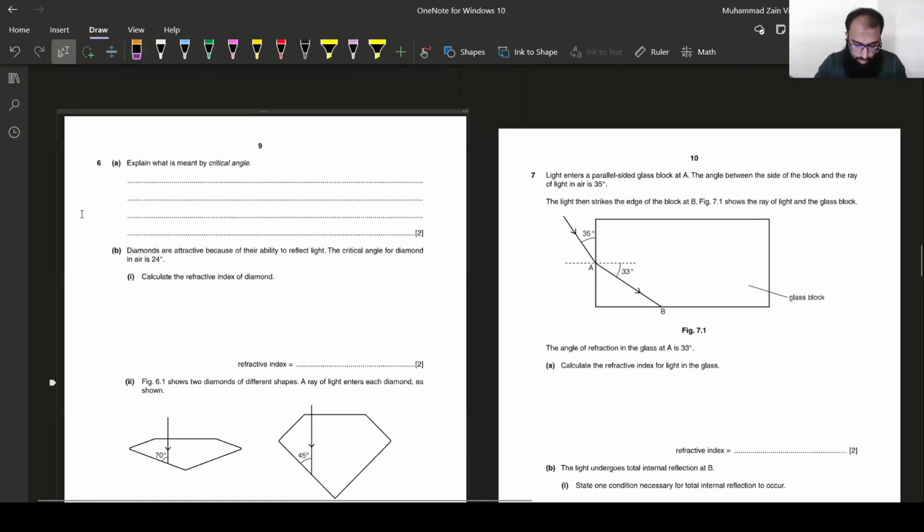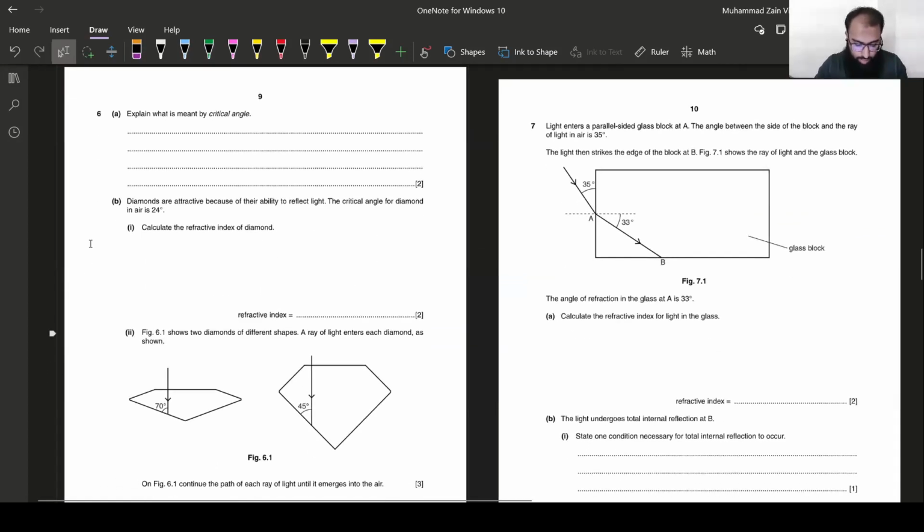The next question, similarly, explain what is meant by critical angle. And the next part, calculate the refractive index of diamond. So the refractive index of diamond, the formula is n equals 1 over sine c. So that's my formula, and I'll just simply use this formula. I know the critical angle, which is 24, and using that, I'll just simply find the refractive index, which is n. So I hope this part is again clear to everyone.